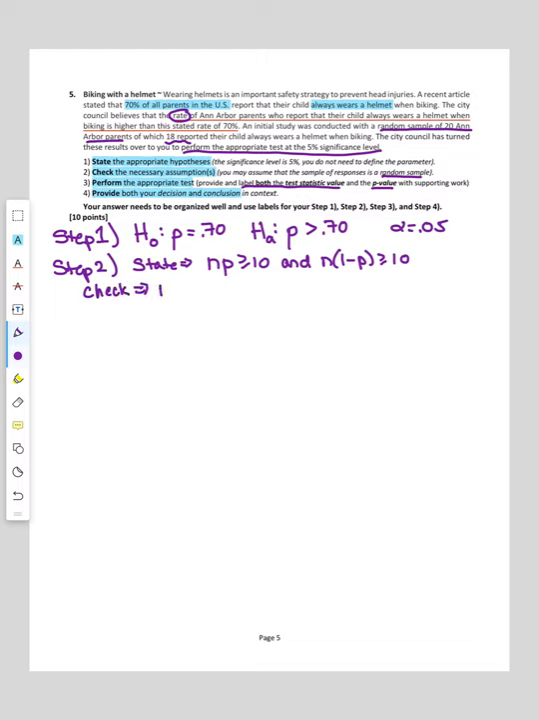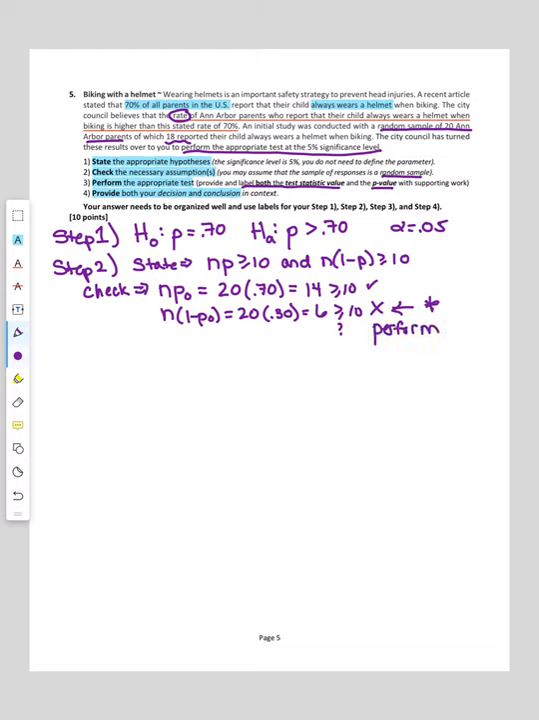And in hypothesis testing, we check it with p naught. So we need to see if the 20 Ann Arbor parents that are sampled with a supposed rate of 70%, is that going to give us our at least 10? Well, this would be 14, and so that's at least 10, but the other side is not going to be big enough. 30% of 20 is only 6, and that is not at least 10. It is this that tells us we must not do a large sample Z test, but instead we need to perform the small sample binomial test instead.